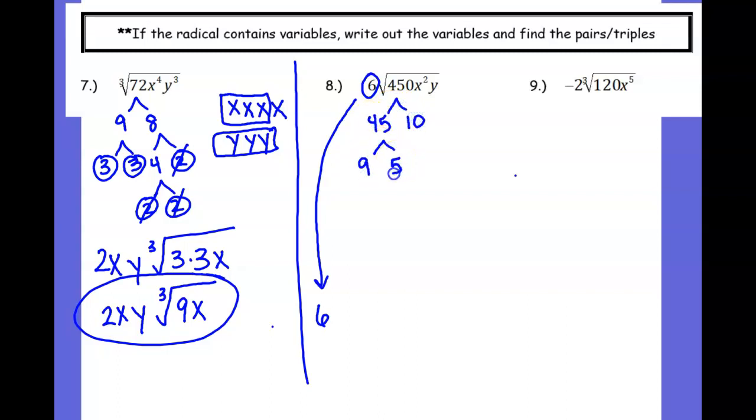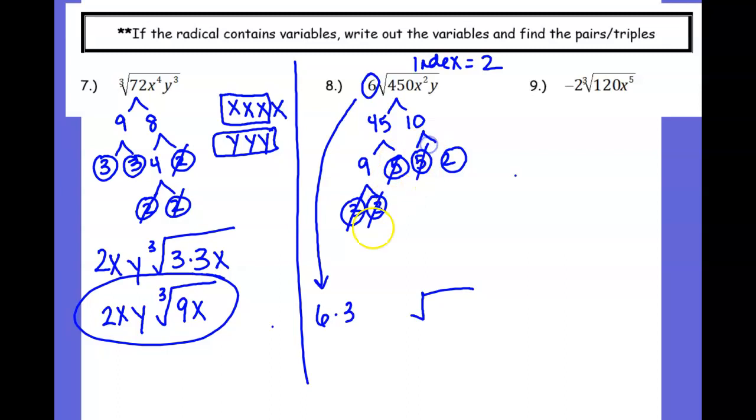We've got 9 and 5, and 3 and 3. So there's our primes on that side, and then we have a 5 and a 2. Okay, this one our index is 2. I don't keep doing that, but index is 2, so we're looking for our doubles. Okay, so for the number piece, we've got double 3s, so that goes on the outside, and then we've got double 5s. There we go. And then what's left over on the inside would just be a 2.